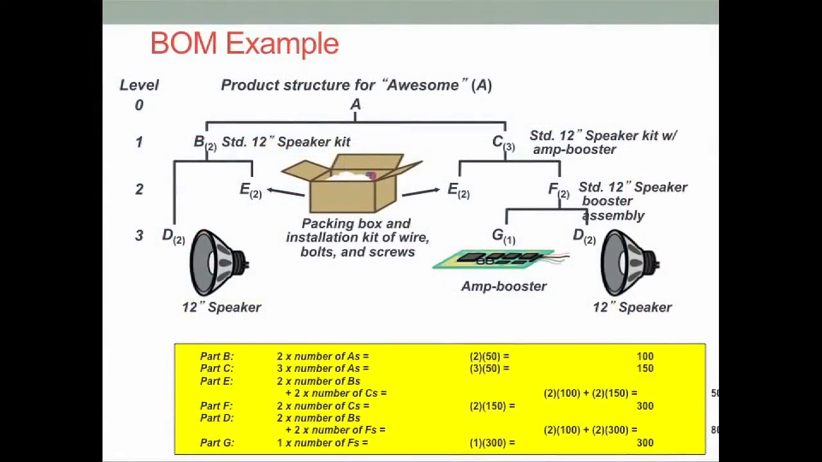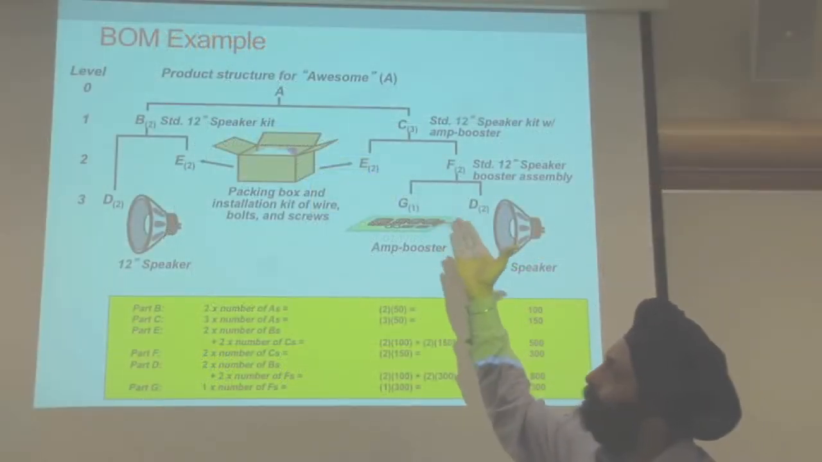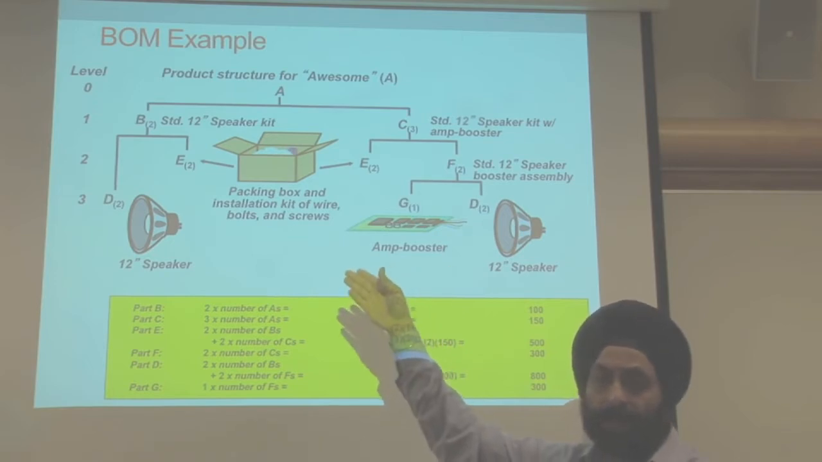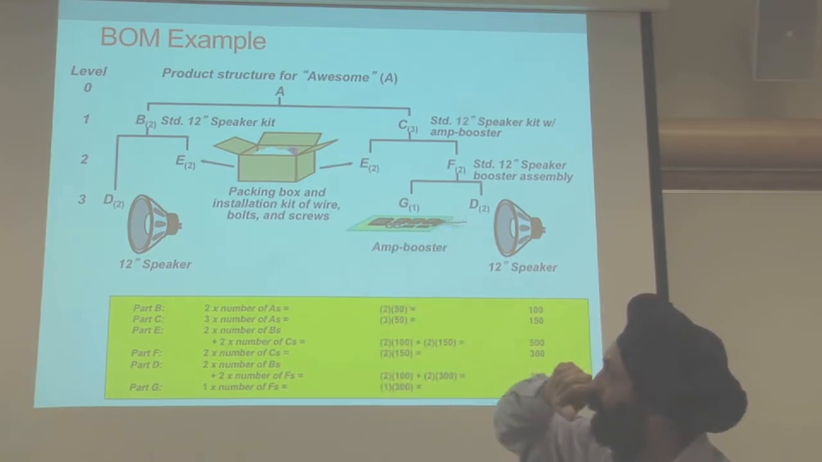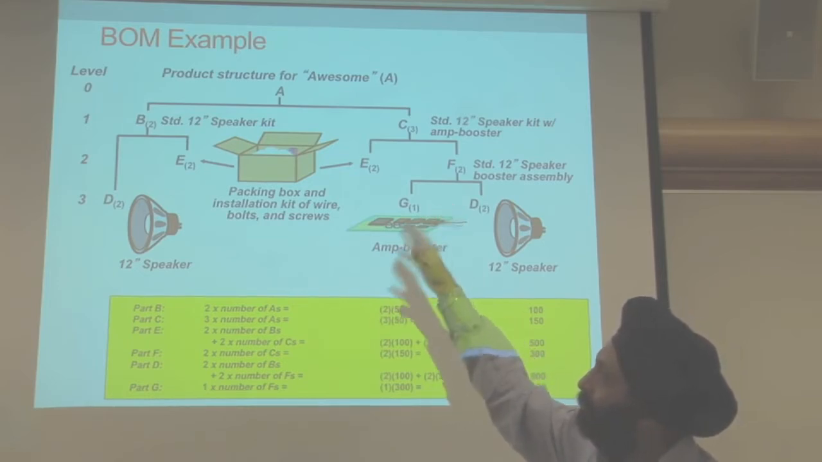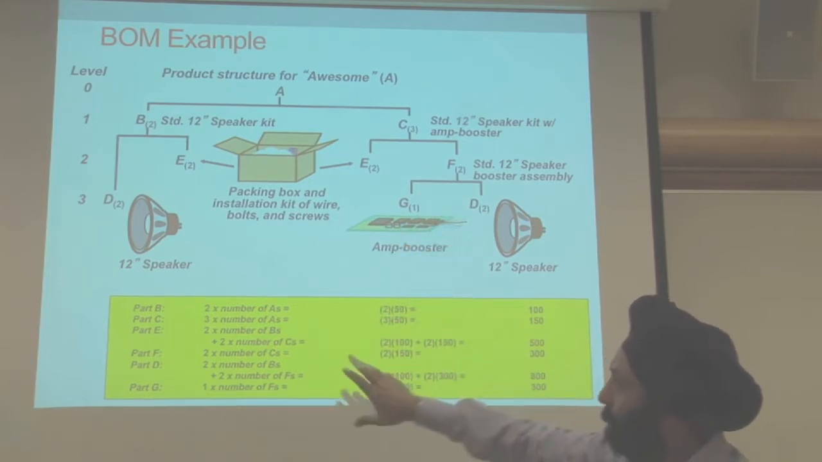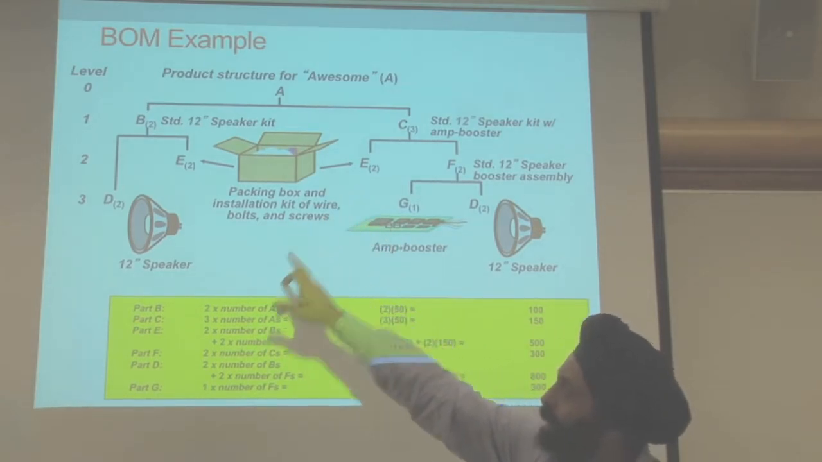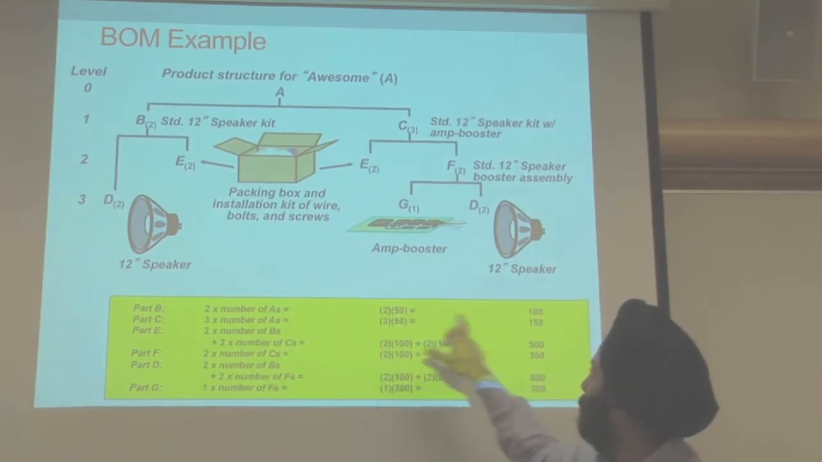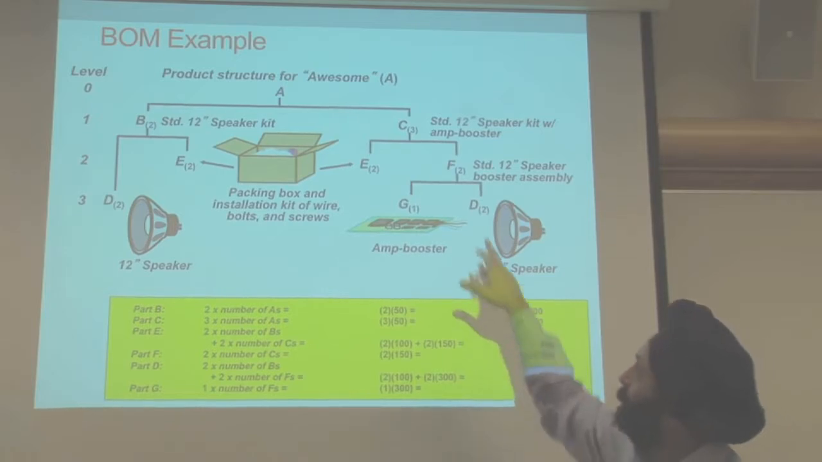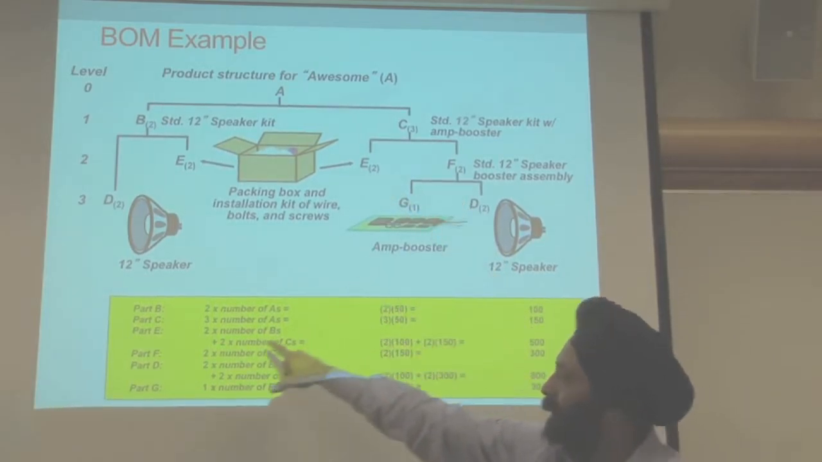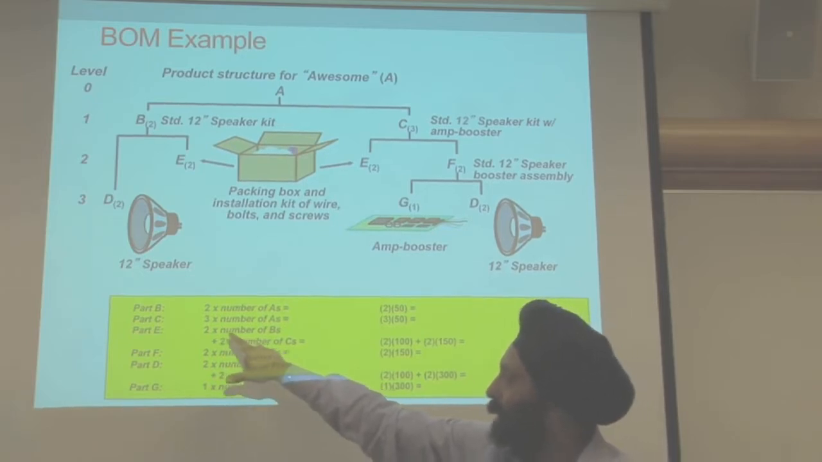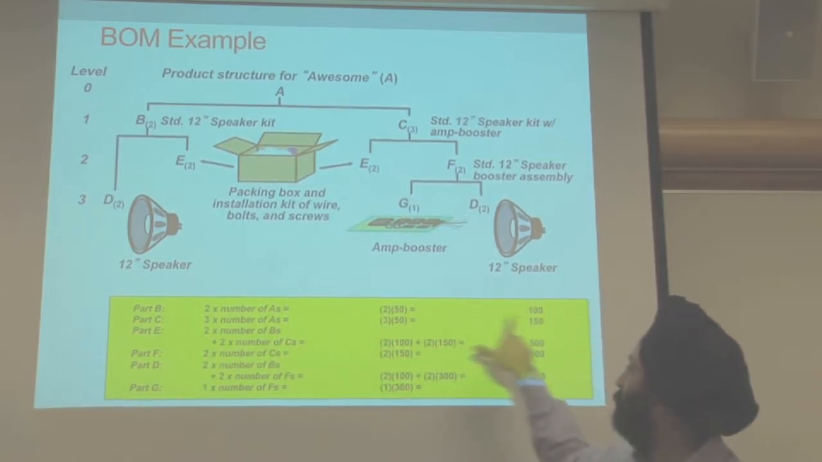Now let's look at the example of exactly how many items are needed. Assume we need 50 finished speaker sets of the Awesome A model of speakers. For 50 units required by the customer, for each A you need 2 of B. So 2 times the number of A, 2 times 50, is 100. And for each A, you require 3 Cs. So Cs are calculated as 3 times the number of A, which is 3 times 50, that's 150.